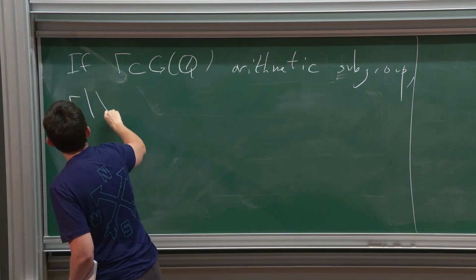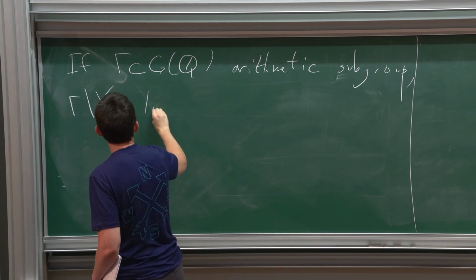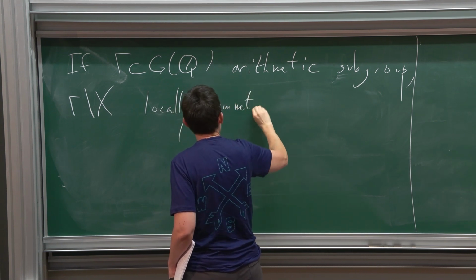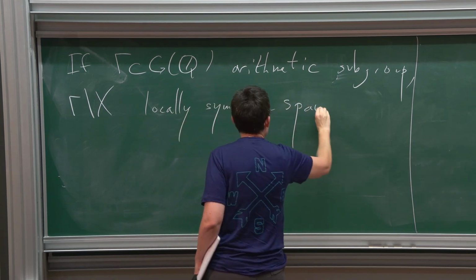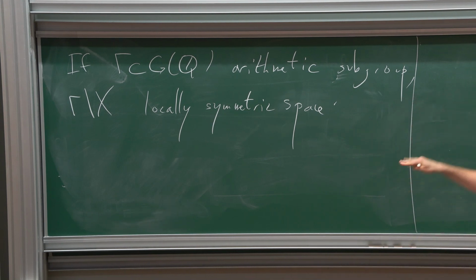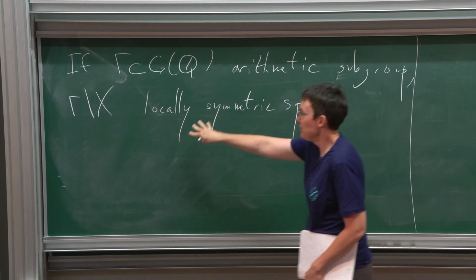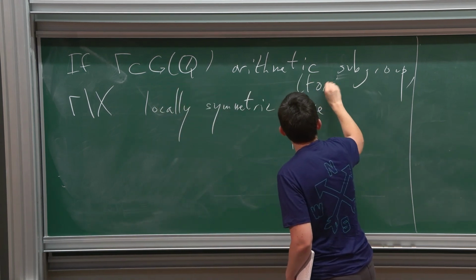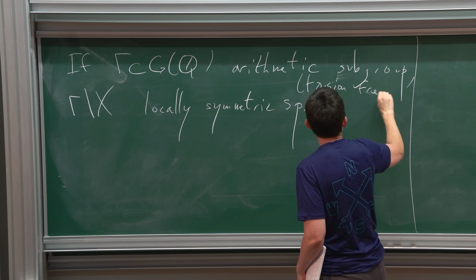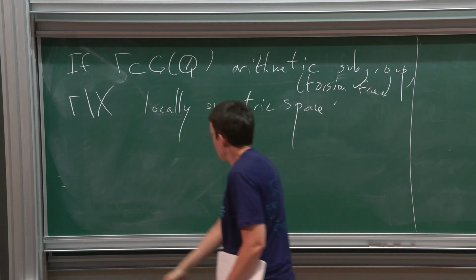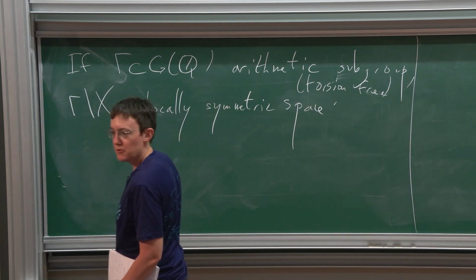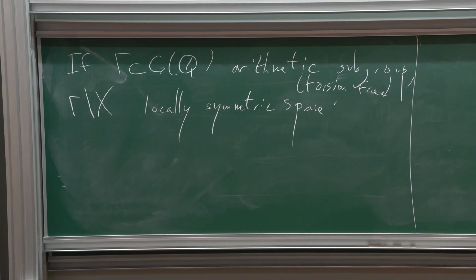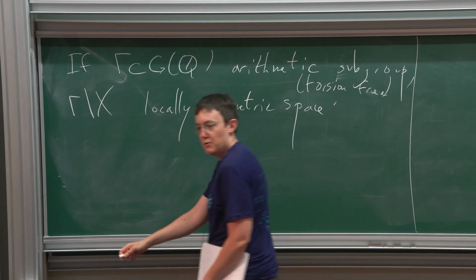Then you can look at this quotient. So this is what is called a locally symmetric space. Okay, so here, if I want this to be really nice, I should assume that gamma is torsion-free, which is always true if gamma is small enough. And so Matsushima proved some theorems about the cohomology of these things in the case where they are compact. So I should tell you when these are compact.